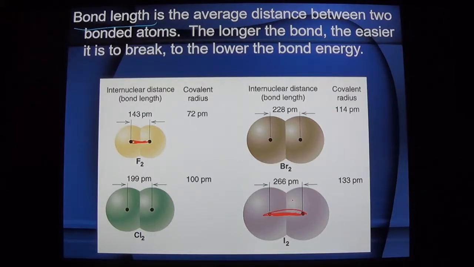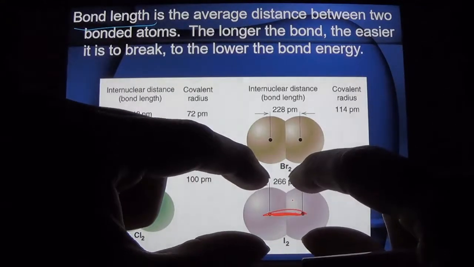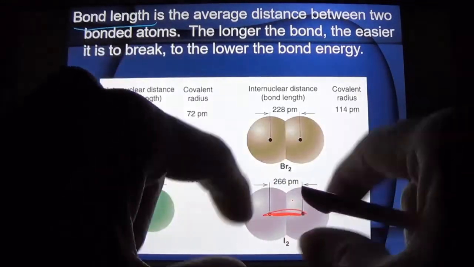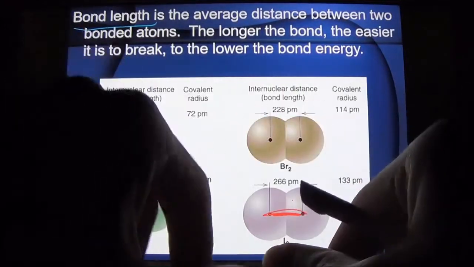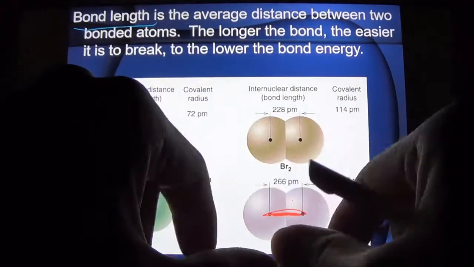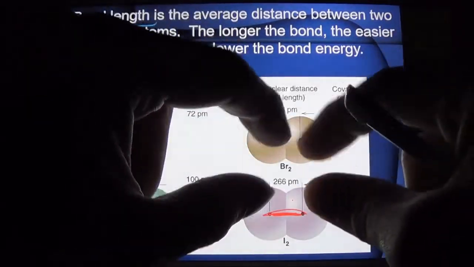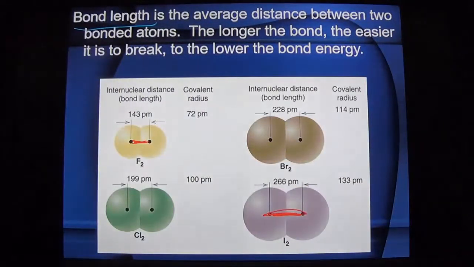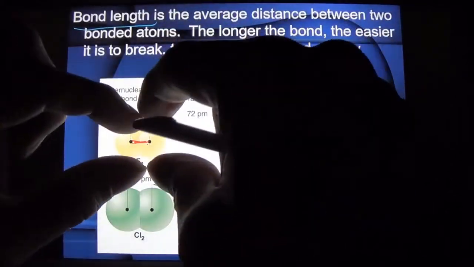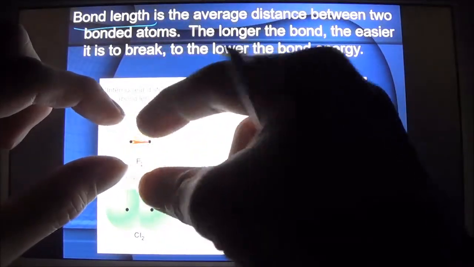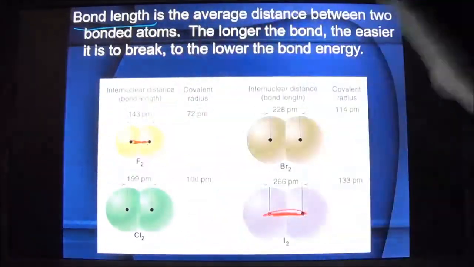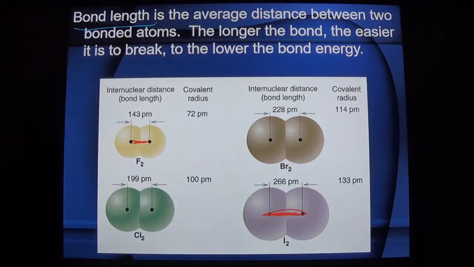Now, there's no one putting their knee in between a bond, but these iodine atoms being farther apart can vibrate more strongly, as if that bond was a spring, back and forth, and get enough momentum, enough force to break that bond. Whereas with a tiny bond, there's not going to be much movement going on there. You see little bitty tiny movements, and so it's not as easy to break that bond.